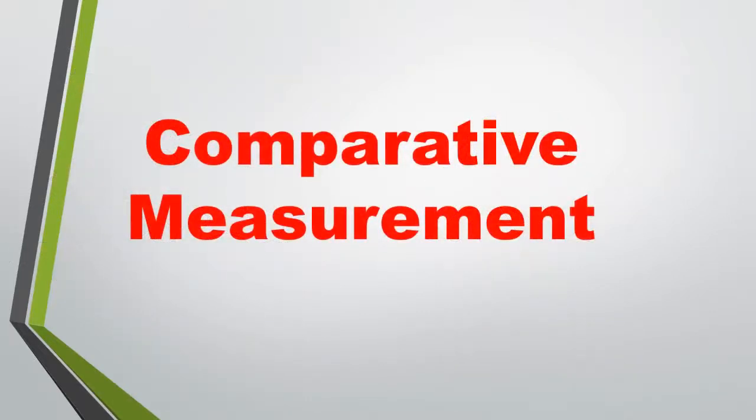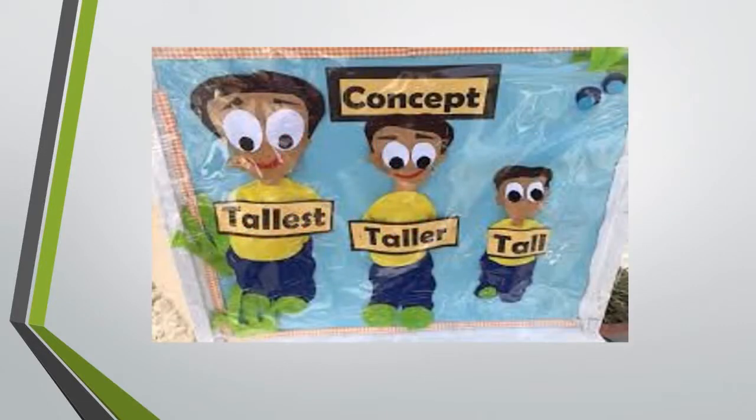Now student, we will learn comparative measurement with the help of examples. Student, when we talk about tall, taller and tallest, we are talking about height, which means the difference in height of objects or persons. Let's learn with some examples.